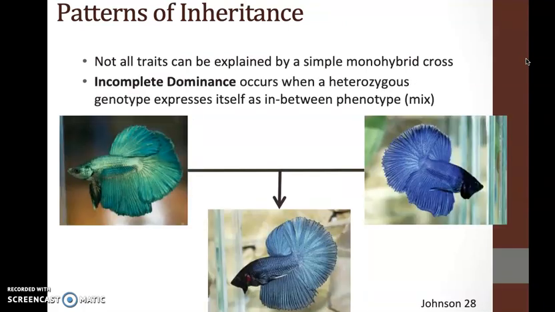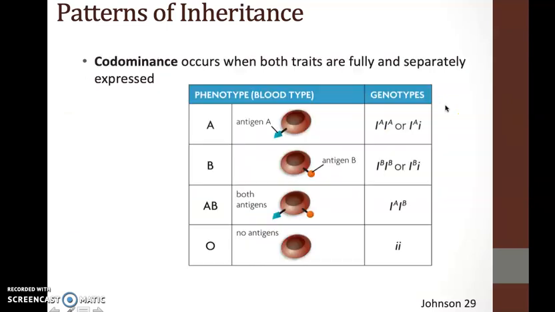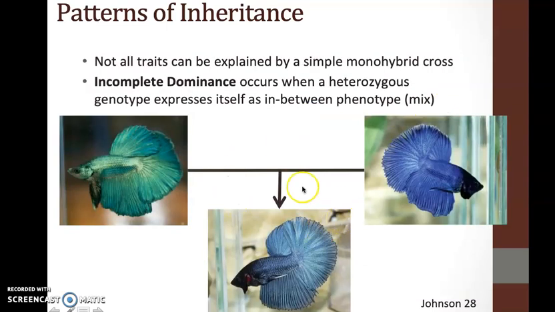We get incomplete dominance. Incomplete dominance is just a mix between 2 phenotypes. Here we have a green fish and a blue fish, and we end up with a green-blue fish, like a mix between green and blue. This is like a steel blue, I guess you could say. So we think about incomplete dominance as a mix. Some flowers express themselves in incomplete dominance, and this is a betta fish. Betta fish express their color in incomplete dominance.